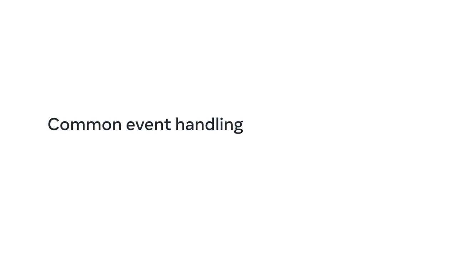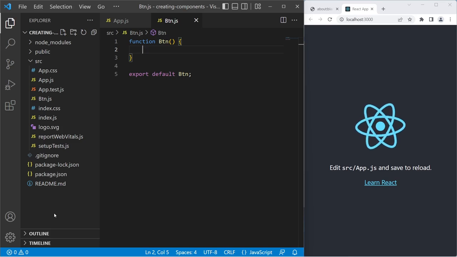I will now show you how to handle several events in React using components. As a start, I've added a new component to the src folder. I named it btn, and for now it's just an empty function with a default export.